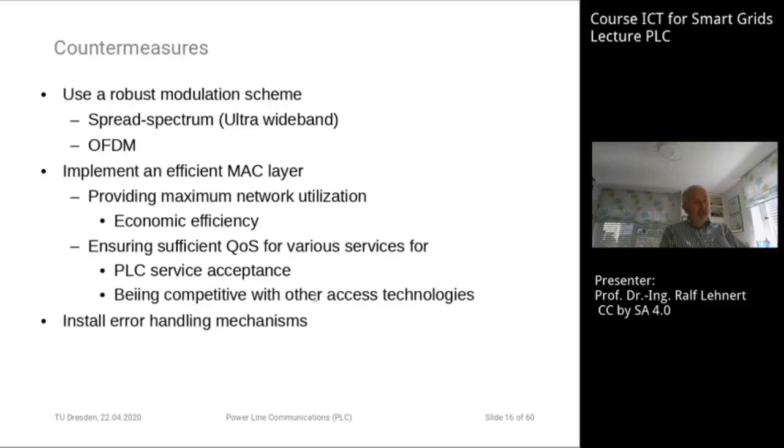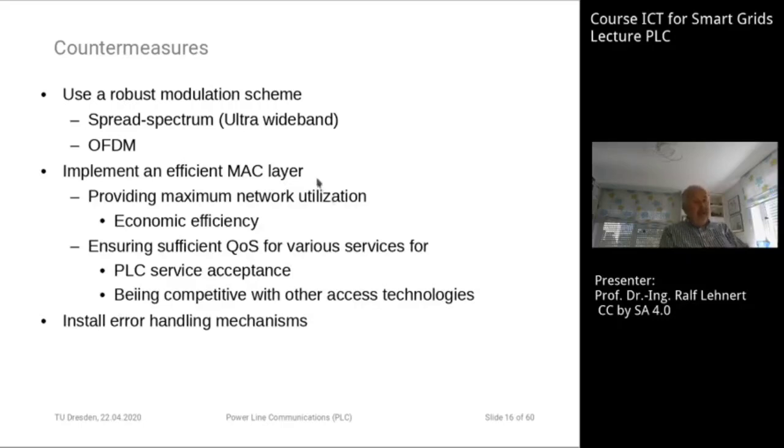Okay, how to deal with all these problems? What are the countermeasures? We have to use a very robust modulation scheme. And in recent times, there have been two developments triggered by the advent of modern mobile communications. One is the so-called spread spectrum technology, which, for instance, has been used in UMTS, the 3G mobile communications, and most modern systems now are running OFDM, orthogonal frequency division multiplex.